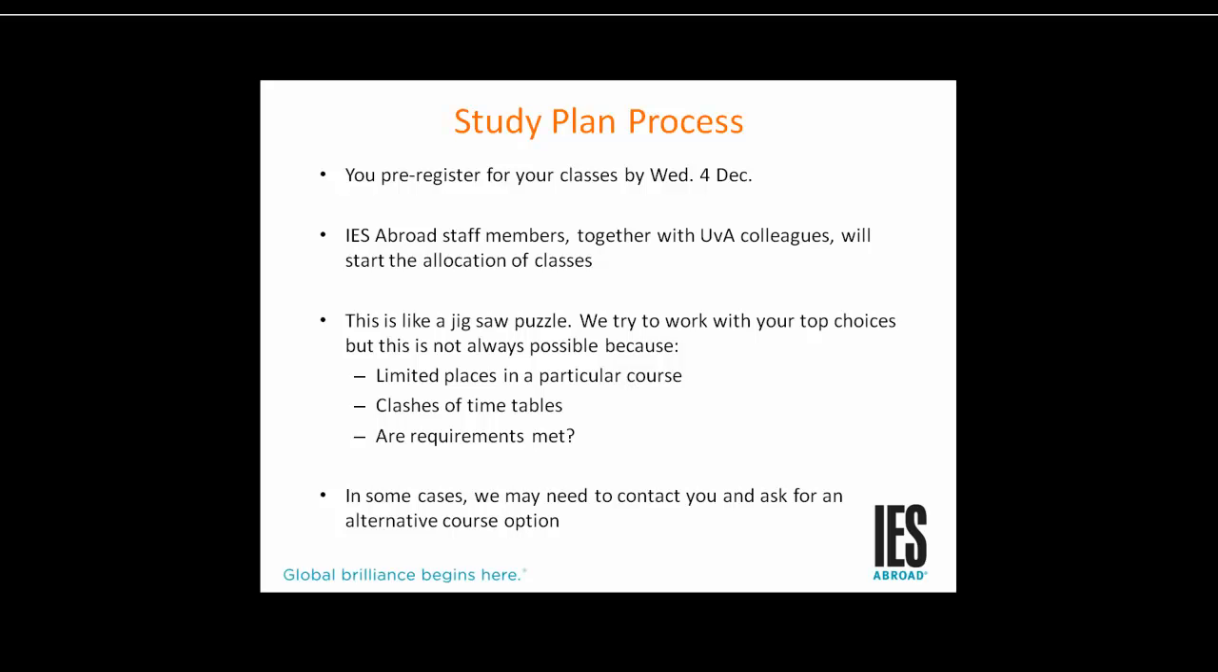So you have to register for your classes or pre-register by the 4th of December. And what happens next is that I, together with some of our colleagues at the University of Amsterdam, will start with the allocation of classes. It's a bit like a jigsaw puzzle. Of course, we'll try to work with your top choices. However, this is not always possible because some of the courses may have limited places. There may be a clash of timetables after all.